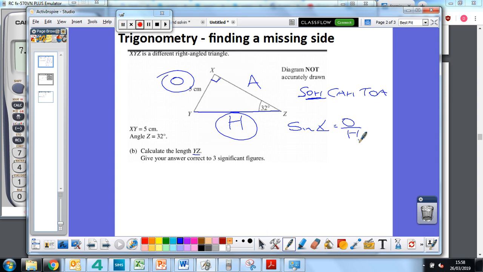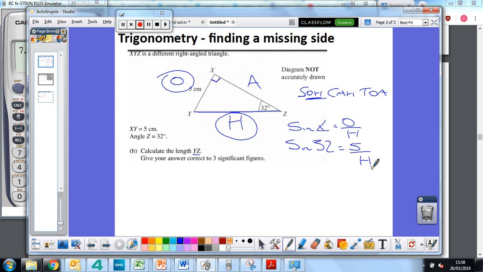We know the angle is 32. Sine 32. The opposite we can see is 5. And the hypotenuse is the side that we want. We can give it a letter if we want, or we could just use the letter H for hypotenuse. But it's the letter, the unknown, the thing we're trying to work out.